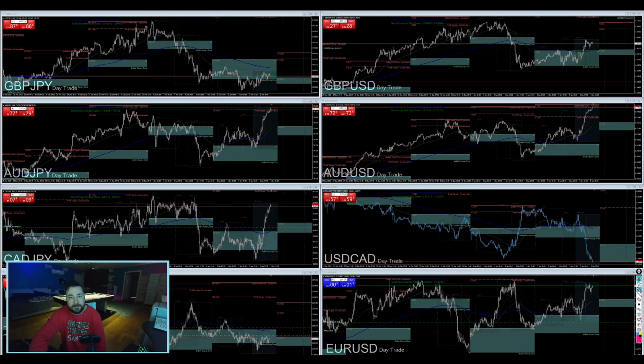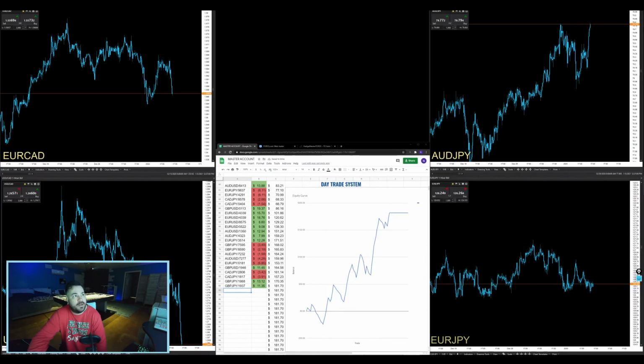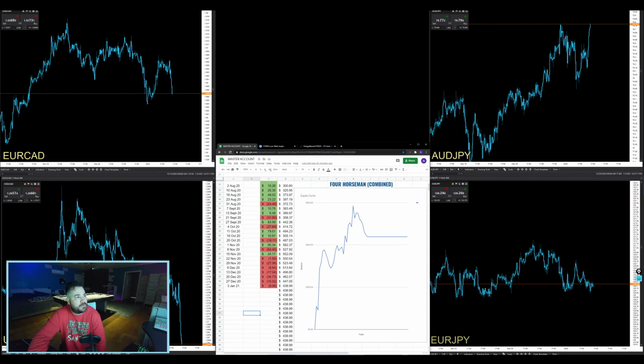As you know, I keep everything raw. I don't sugarcoat anything. We are still sitting through the drawdown right now of the Four Horsemen. Pretty much broke even. I did take another loss on the odd yen, but the Australian yen actually came out on top.